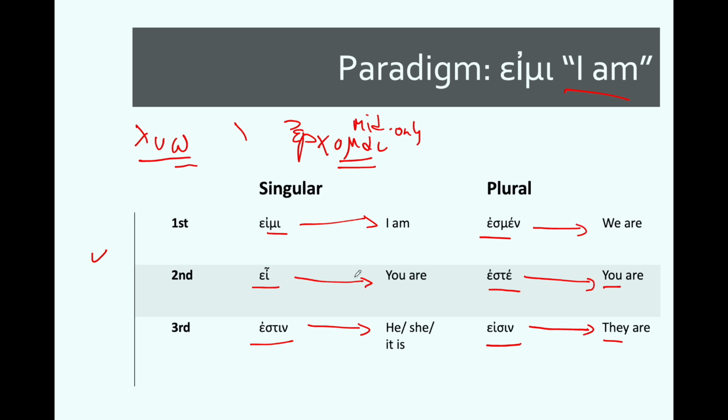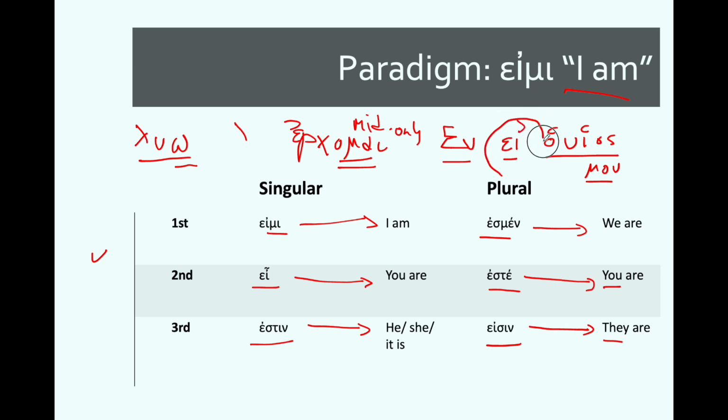These verbs are often used to make a kind of copulative statement, two nominatives together, and like for instance, when Jesus comes up from the water at his baptism, the voice from heaven says, Su ei ho huios, you are the son of me, or you are my son.